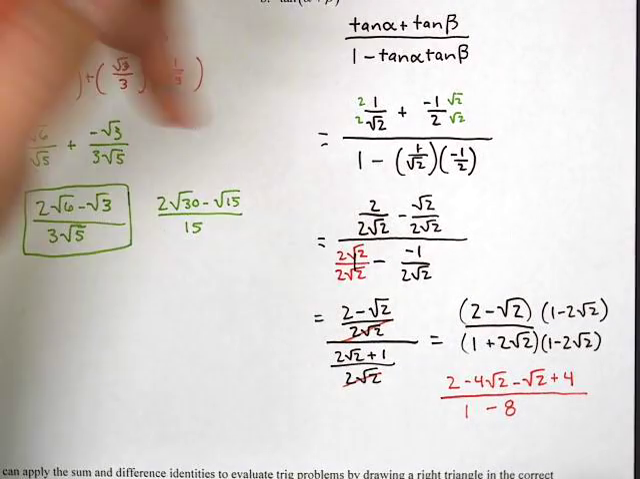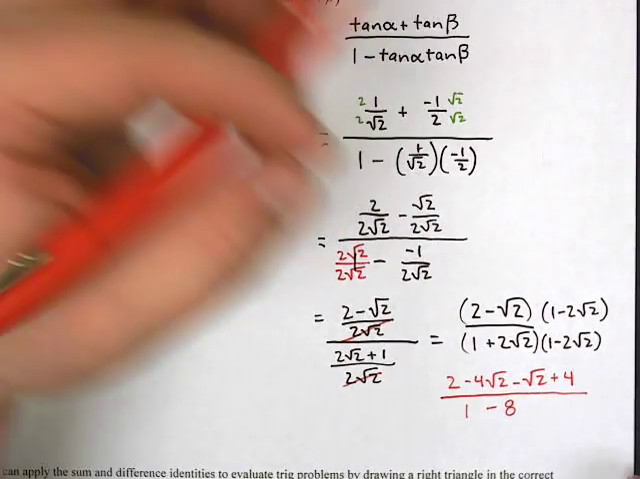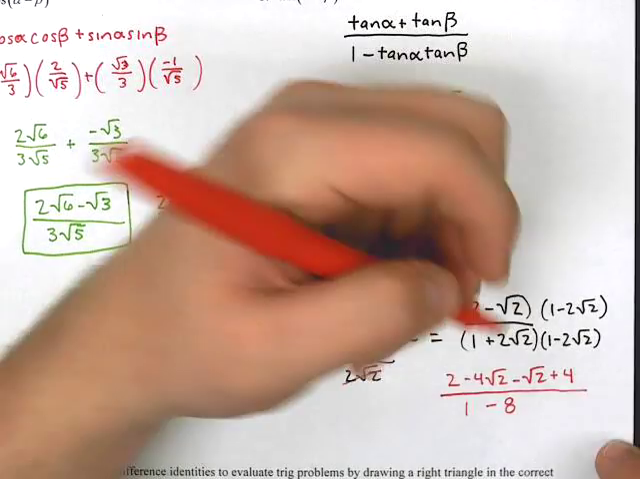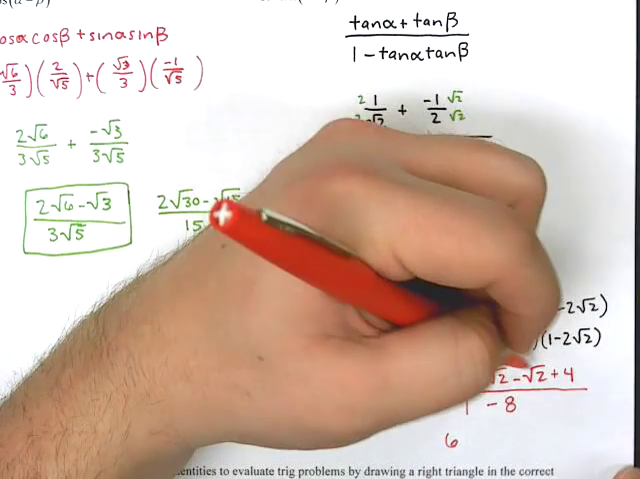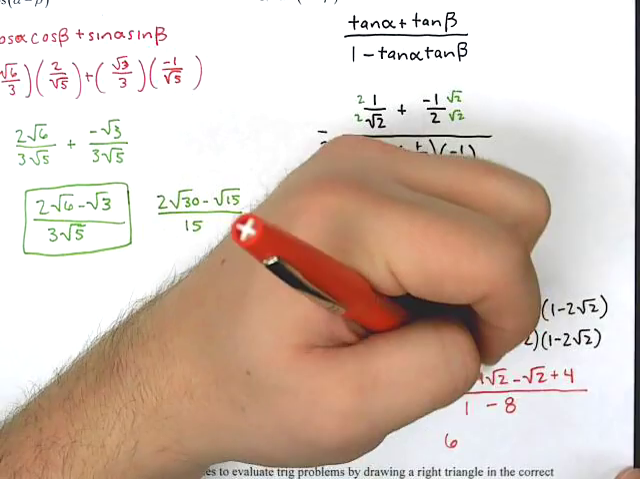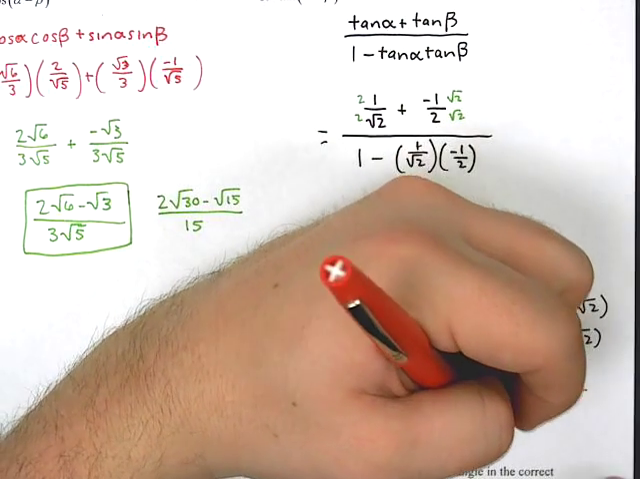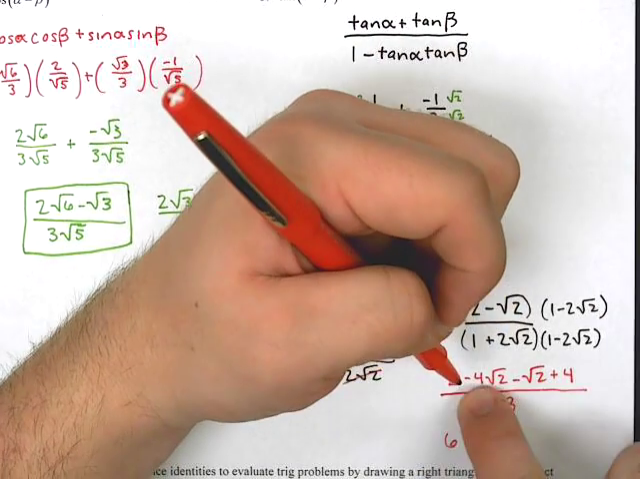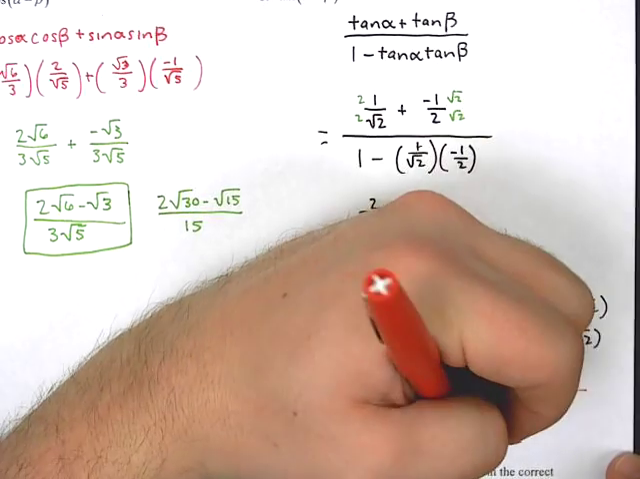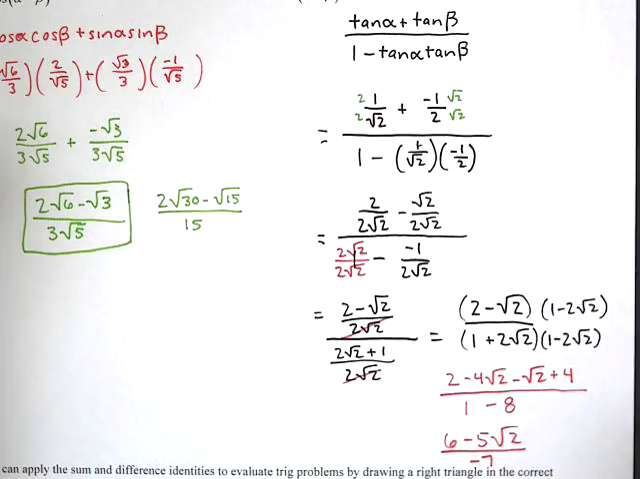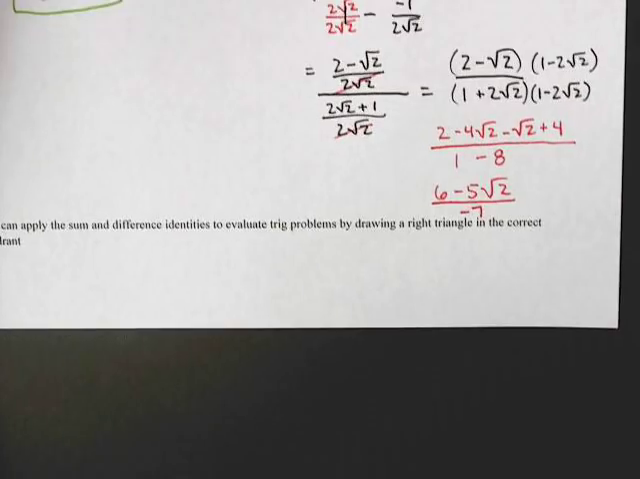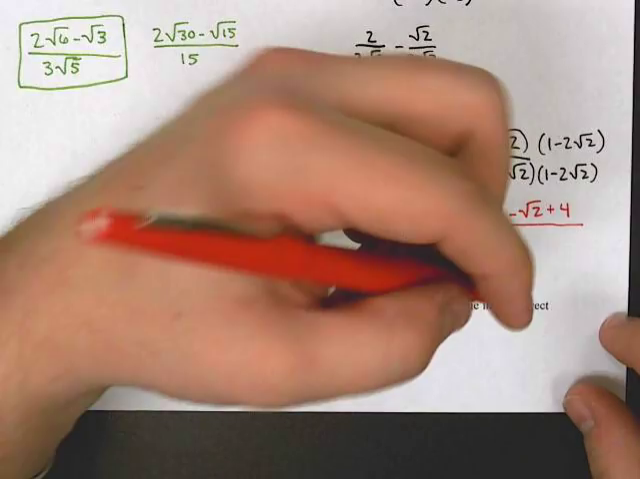Last thing I need to make sure to do, I need to try to clean this up as much as possible. So I have a 2 and a positive 4, which makes a 6. I have negative 5 square root 2, because these can combine. They're like terms, all over negative 7. And to finish this up, the last thing I should do, let me come down just for one last step, or two last steps.